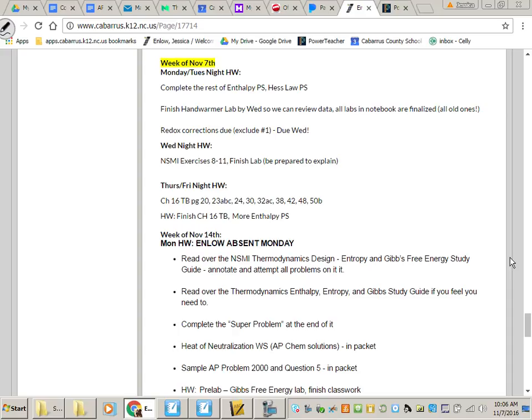Number 1. This is redox corrections due. This is your test corrections from redox. Number 1, that first one, that's a balancing problem. That was really difficult, so just skip that one and do everything else.